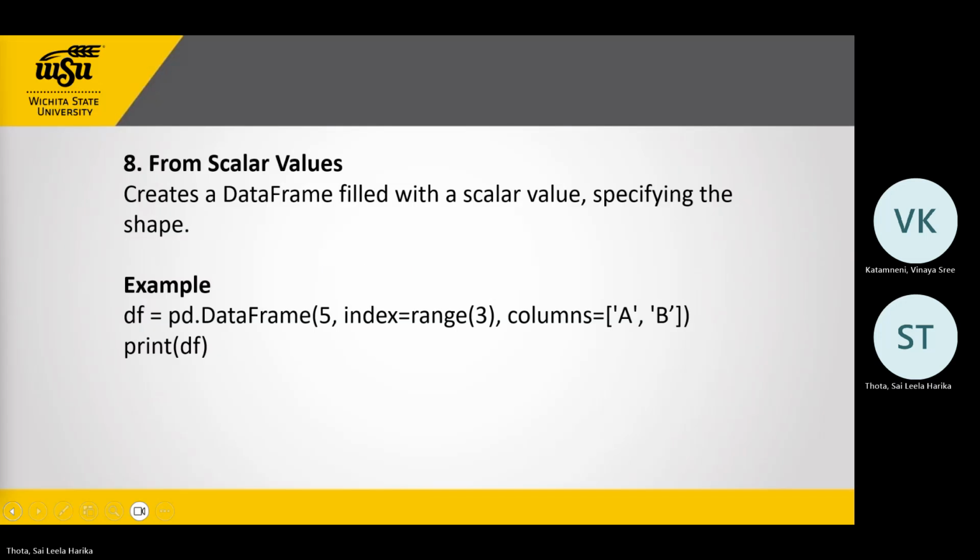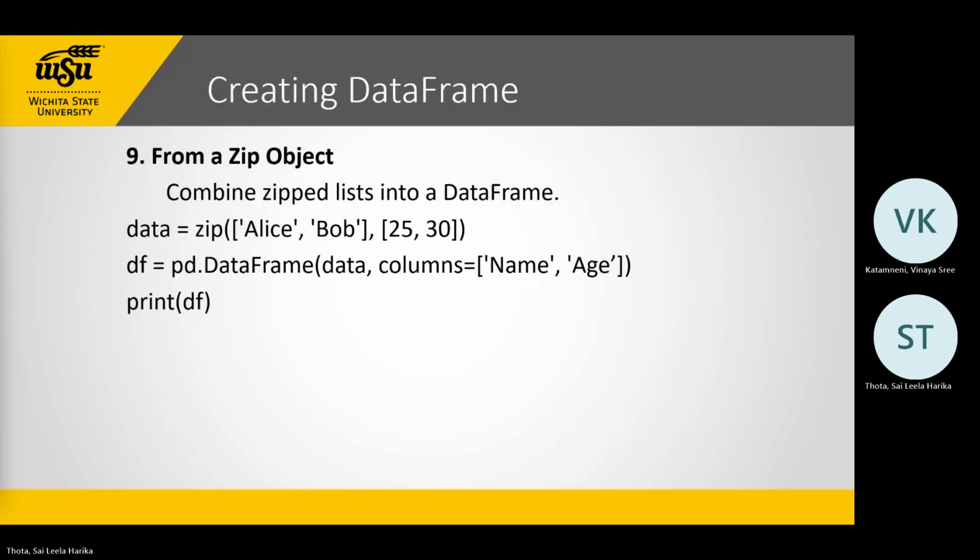And next, from a zip object, you can create data frames from a zip object. So I considered data equal to zip of the names and the values like age, and this is the code. Here I loaded it into a data frame and tried to print the data frame.